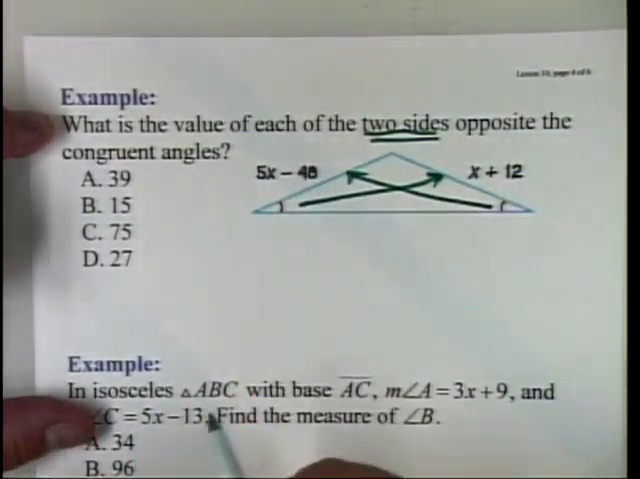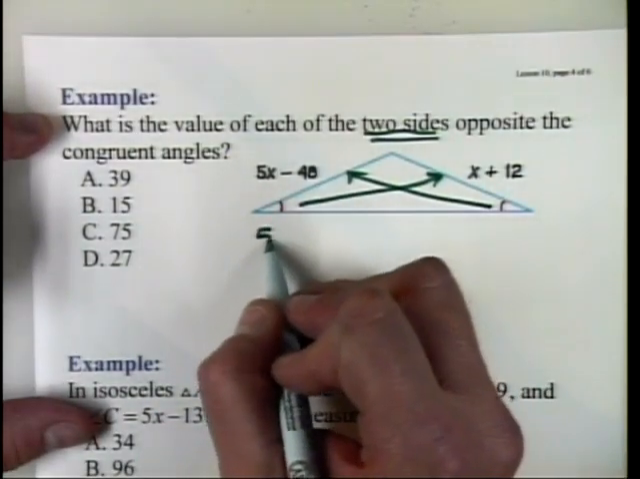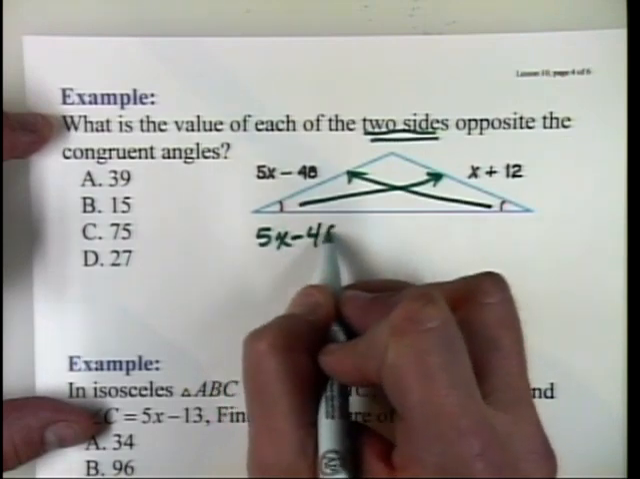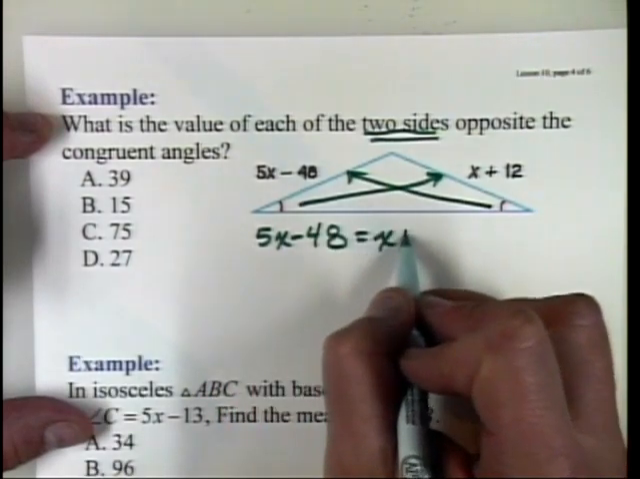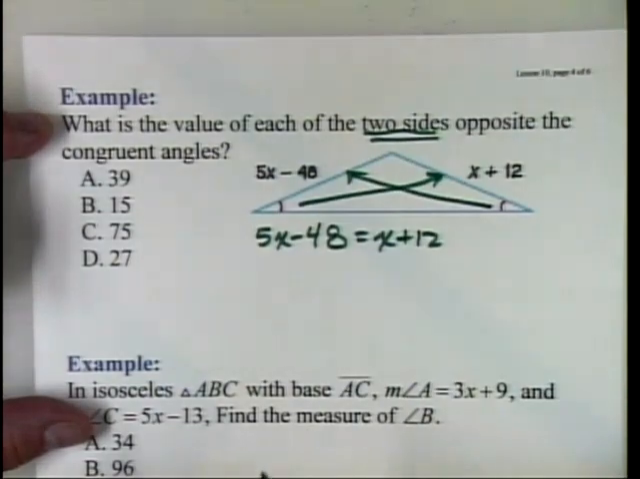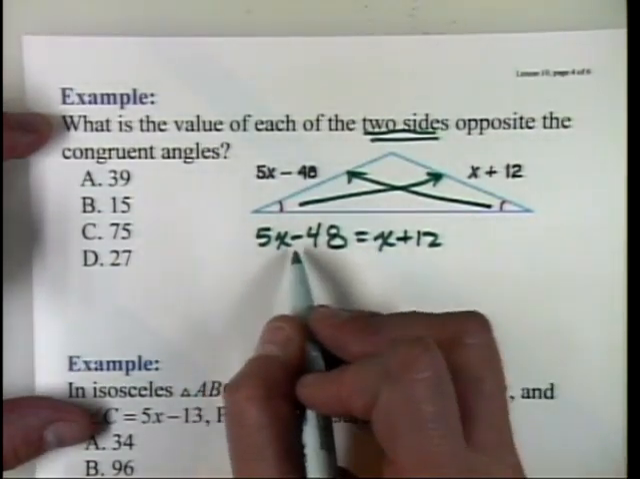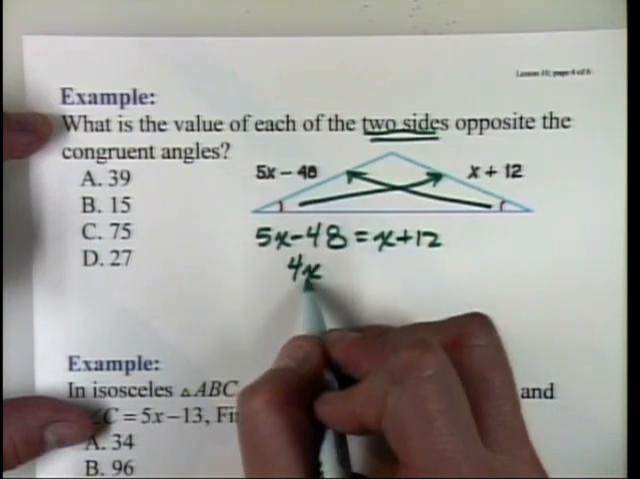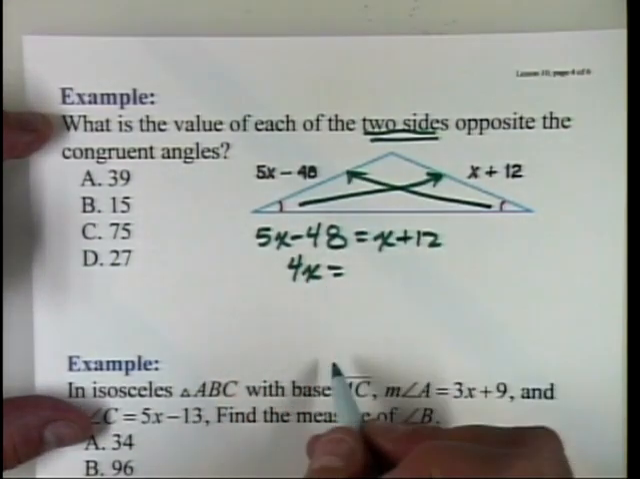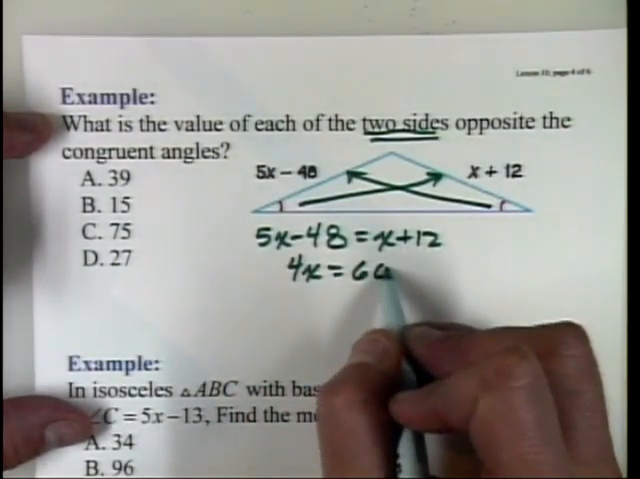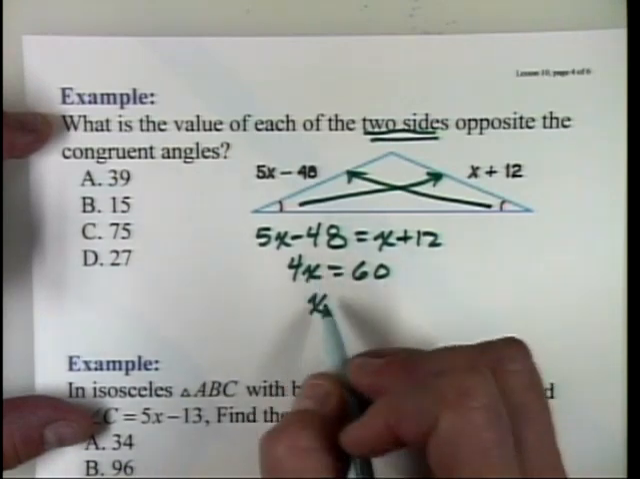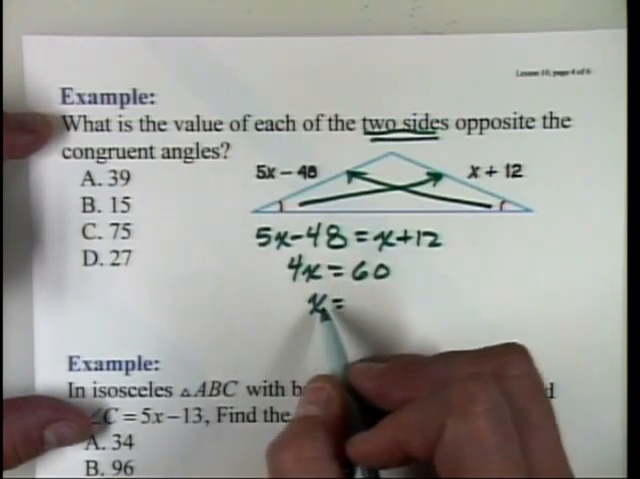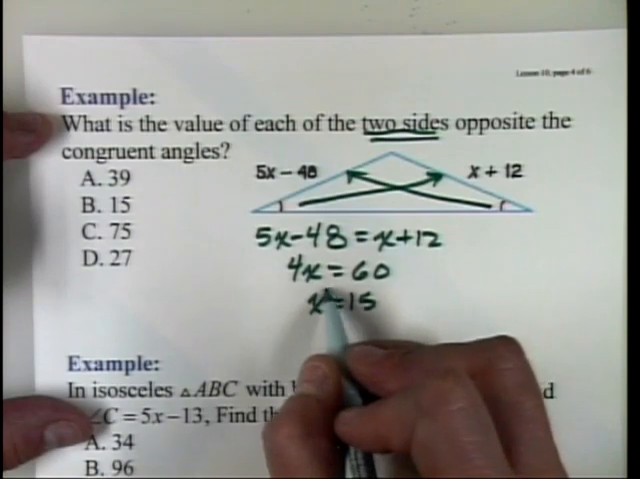So they're both variable expressions here, but I can set them equal to each other. So 5x minus 48 has to equal x plus 12. And then again, it's just a little bit of algebra. I can subtract x from both sides. 5x minus x is 4x. And I can add 48 to both sides. 48 plus 12 is 60. And then dividing both sides by 4, I get 60 divided by 4, which is 15.